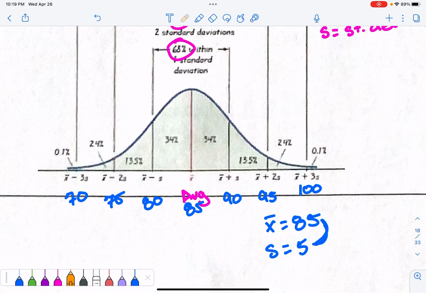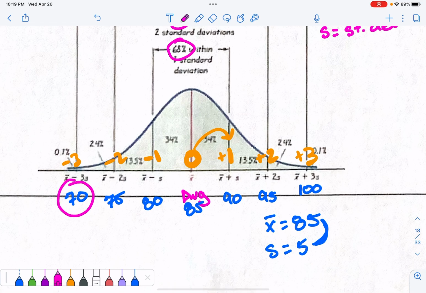So if my average is 85, that's basically at the 0 station. If I add one standard deviation, this is a +1, this is a +2, and a +3. This is a -1, -2, -3, because it's like I've subtracted it once, subtracted it twice, subtracted it 3 times, right? So if I'm at a 70 exactly, my z-score is exactly -3. Okay, that's where I'm at. If I am at a 90, my z-score is +1.